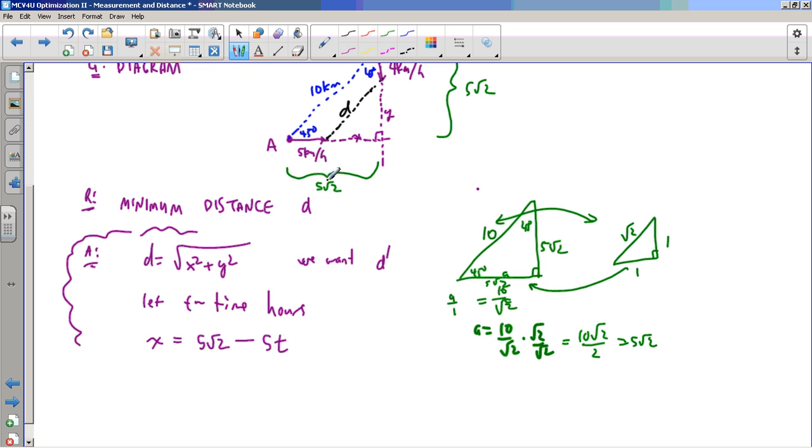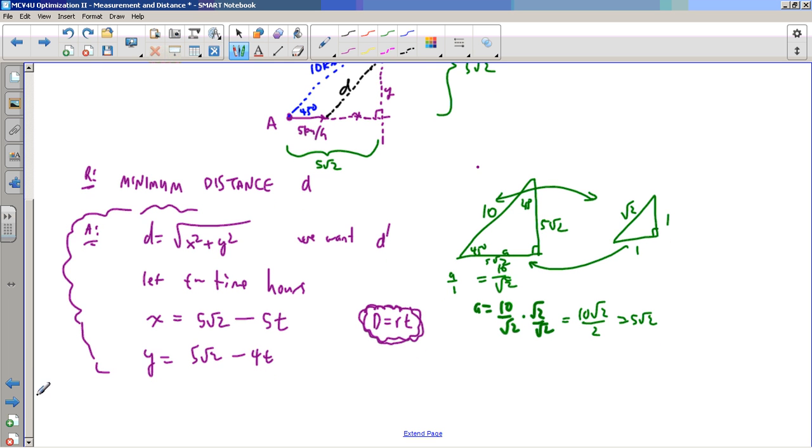And this is just, if this is my speed and I've been traveling for t hours, a little physics formula, I guess, if you want, that's kind of hidden in here. The speed times the time, and then that's x. And so what would be the expression for y? Well, it's going to be 5 root 2 minus 4t. So hang on. Now I've got 4 variables. I've got d as my output, and then x and y and t.